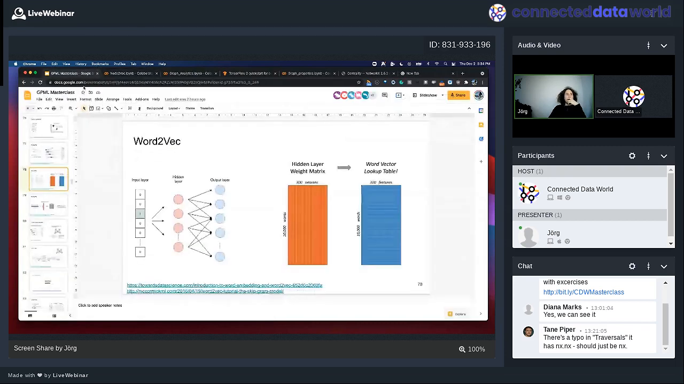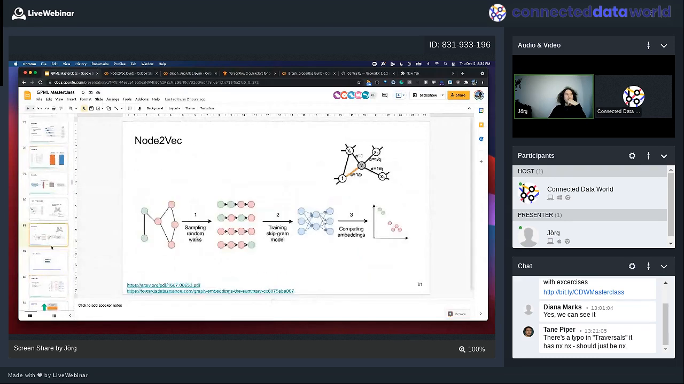Okay, then with that, let's briefly talk about what is bad about node2vec. Do you have any proposals why you would say node2vec might not be the best tool out there to use?